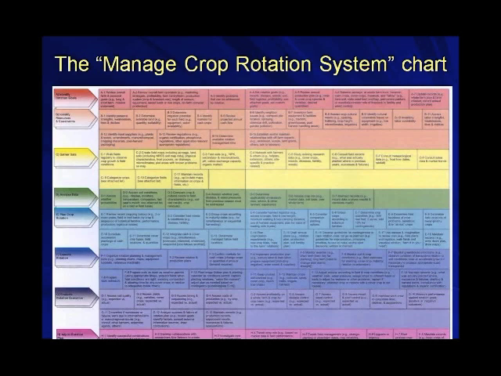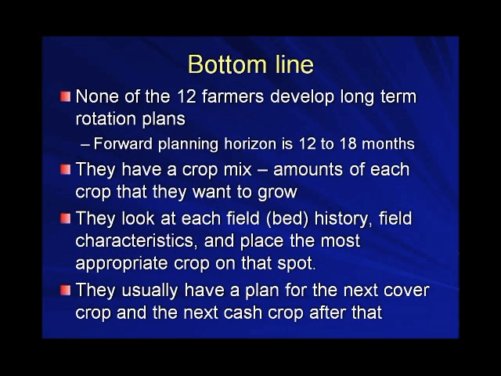And here's the big chart they produced, and it's too much detail to go into at this point, or just to show you what they came up with. The bottom line was that none of the 12 farmers developed long-term rotation plans. The forward planning horizons typically 12 to 18 months. They have a crop mix, that is, an amount of each species that they intend to grow for the coming year. They look at each field, or in the case of small-scale intensive vegetable growers, each bed even. They look at the conditions of that field or bed and the history of what crops were grown there, and then they place the most appropriate crop on that spot.